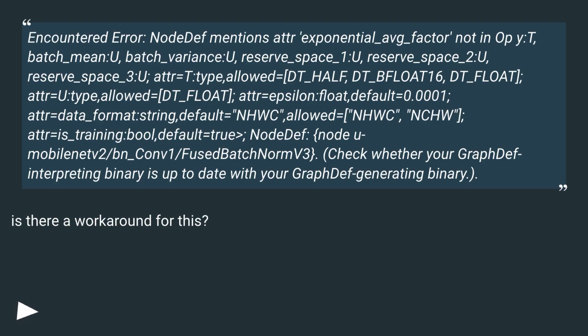resnet2/bn_conv1/FusedBatchNorm_3. Check whether your GraphDef-interpreting binary is up to date with your GraphDef-generating binary. Is there a workaround for this?